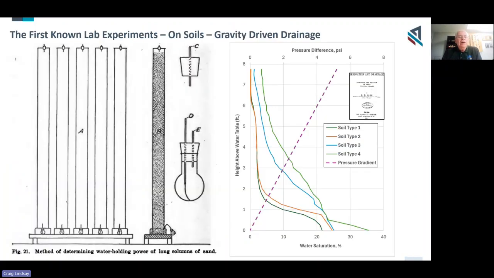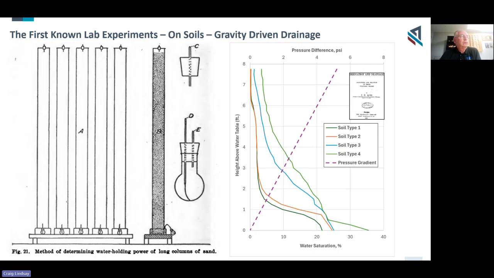Now, we go back in time, a long time, to 1899, where there's a book put together about soil properties. And at that time, this gentleman, Mr. Ford, he created some columns of sand and different types of soil, which were about 12 feet, about 3 or 4 meters high. As you can see, there were 4 columns here.